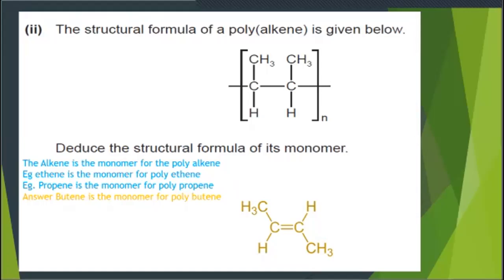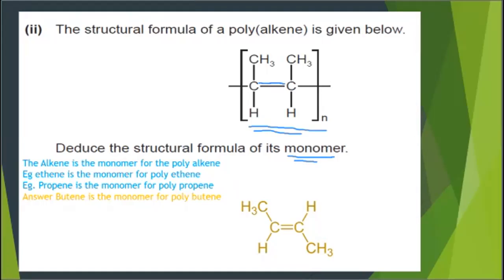Next question. The structural formula of a polyalkene is given below. So they show you the structure. Deduce the structural formula of its monomer. So this is what they give you, and they ask you to find where it comes from. Now the monomer is supposed to be an alkene. So the alkene of this is the answer. So the alkene is the monomer for the polyalkene.